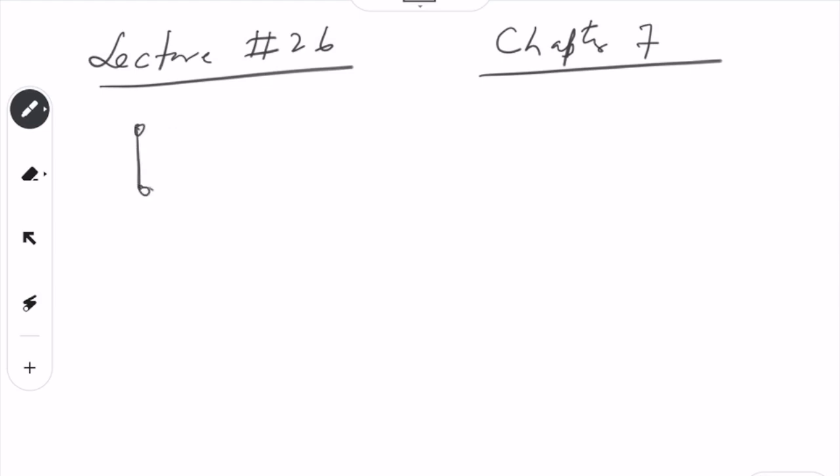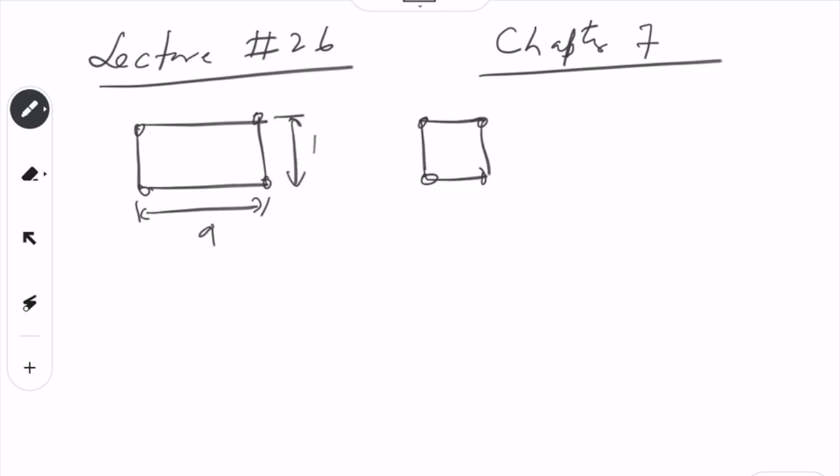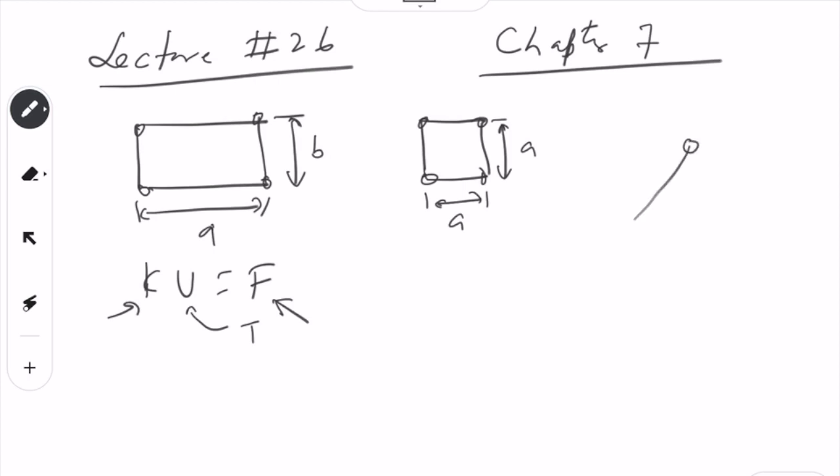two kinds of elements. One was the rectangular element, the other was the square element. So, one element which has this kind of dimensions, where a and b are different, and the special case of that is when both are the same, and we have derived the stiffness matrix. So, K u equal to F, and we have derived the stiffness matrix K and F both, where u is the T matrix or the temperature vector.